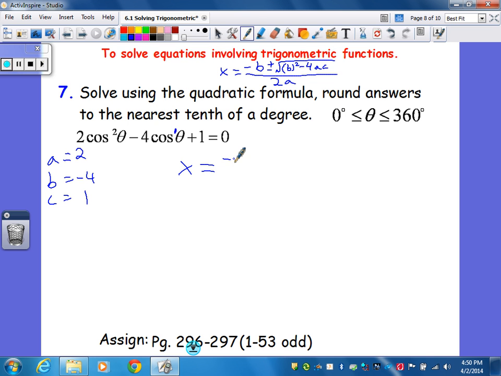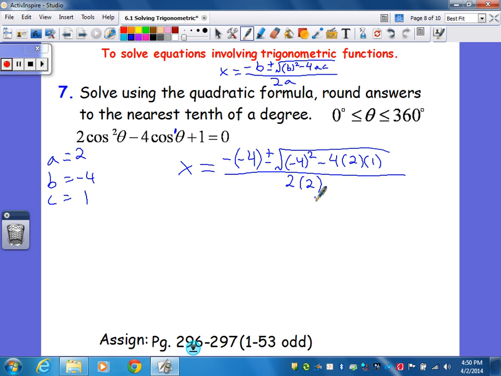So the opposite of b. Remember, you're using b, not just negative 4. So the opposite of b, which is the opposite of negative 4, plus or minus the square root of negative 4 squared, minus 4 times 2 times 1. That's all over, not just underneath where your radical sign is, everything, 2 times 2.